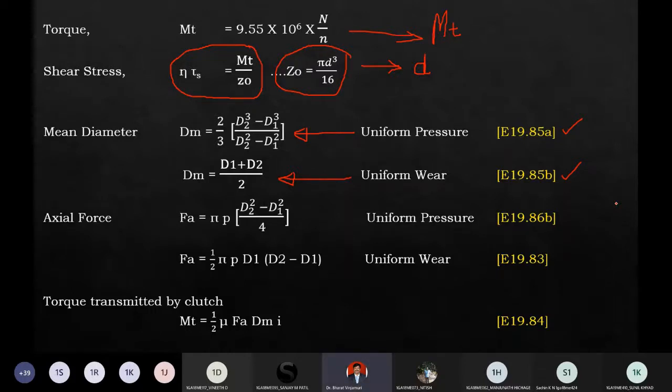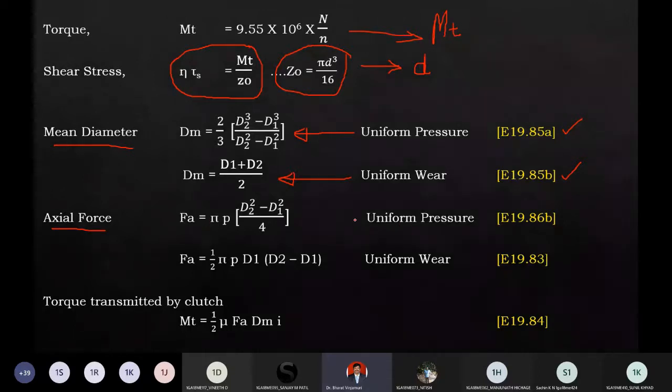We use this. Once you have got this, one of the equations you will use to find the mean diameter dm. Then once you have found this, comes the axial force. How much axial force do we need to apply to disengage the clutch? Or during the engagement, how much axial force is already applied? This is exactly the axial force. Once again, it has two equations.